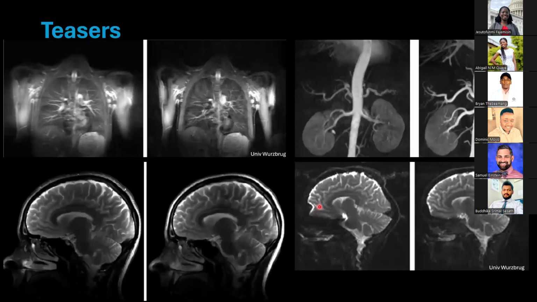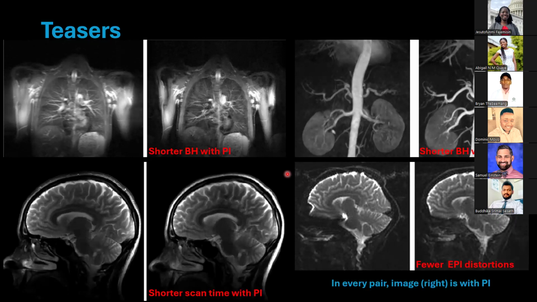Okay, so this is a teaser. I don't tell you which one is which, but in each of these paired images, one of them is acquired with parallel imaging and one of them is acquired without parallel imaging. I'll just give you 5 seconds. There's no trick question here. You can probably guess which one is which. So in all of them, the one on the right is the one that's acquired with parallel imaging.